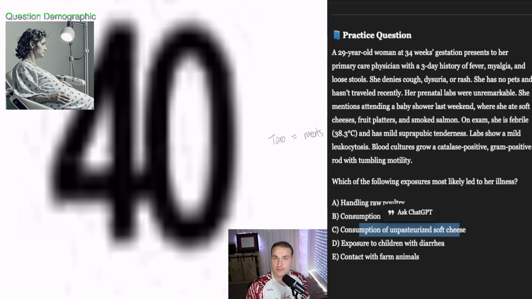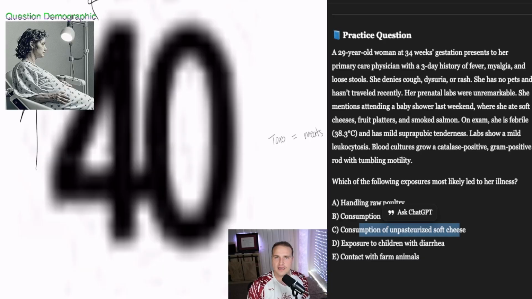It grows in cold temperatures, so it survives in unpasteurized dairy. There's soft cheeses, cold deli meats, all that stuff. And the high-risk patients are going to be pregnant women. I would say 9 times out of 10, that's going to be your demographic. Also, like, neonates, elderly, immunocompromised, but for some reason on STEP, they just love asking about the pregnant woman.